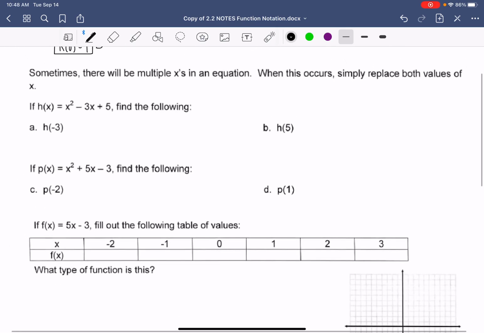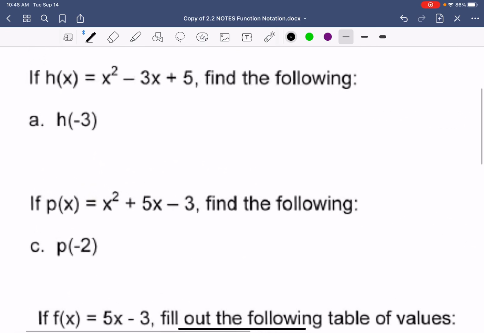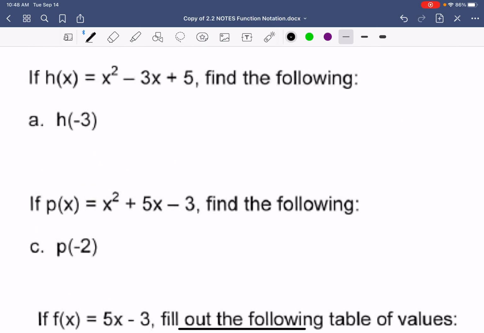All right. Sometimes there will be multiple x's in an equation. When this occurs, simply replace both values with the same x. Okay, so it's just one more step, okay? Not even one more step. It's just one more spot you have to put x. So our first one, if h of x is x squared minus 3x plus 5. Find the following.